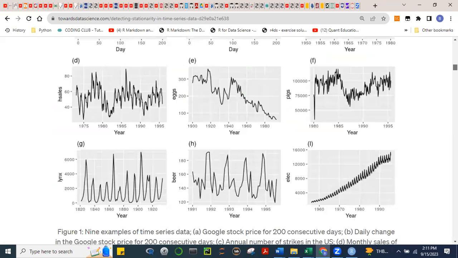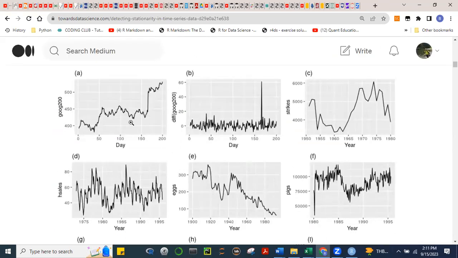Okay, so these are different plots. This one definitely is not stationary. There's trend. And then this one seems to be stationary, except for this one. There seems to be a huge spike here. Okay, this one, quite difficult to say if it might be stationary or not stationary.